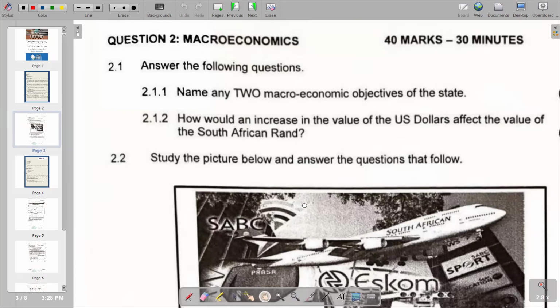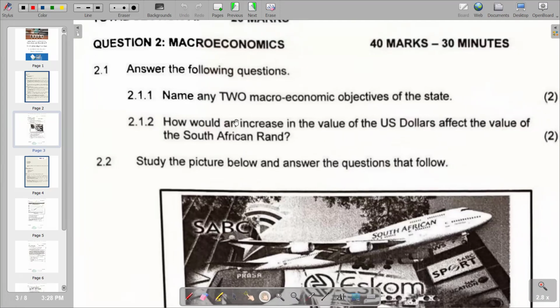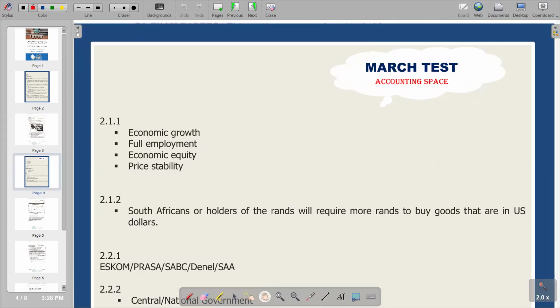So obviously, on macroeconomic objectives, remember when we are saying macroeconomic, we refer to the study of the aggregate economy. Aggregate economy, we are saying the whole economy. So it has to be an objective that is of the whole economy. So basically, the first objective that we have is economic growth, which is obviously part of those factors that affect the whole economy. We've got economic growth, full employment, economic equity, and price stability as objectives that are part of the whole economy.